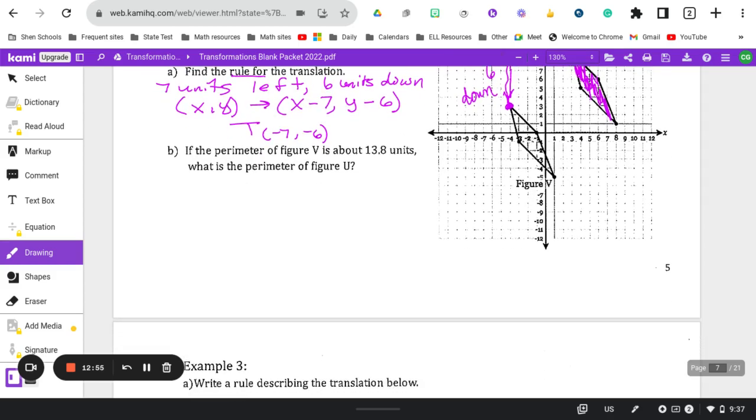Okay. So if the perimeter of figure V is about 13.8 units, what's the perimeter of figure U? So again, pause the video, turn and talk to the person next to you, have something written down.